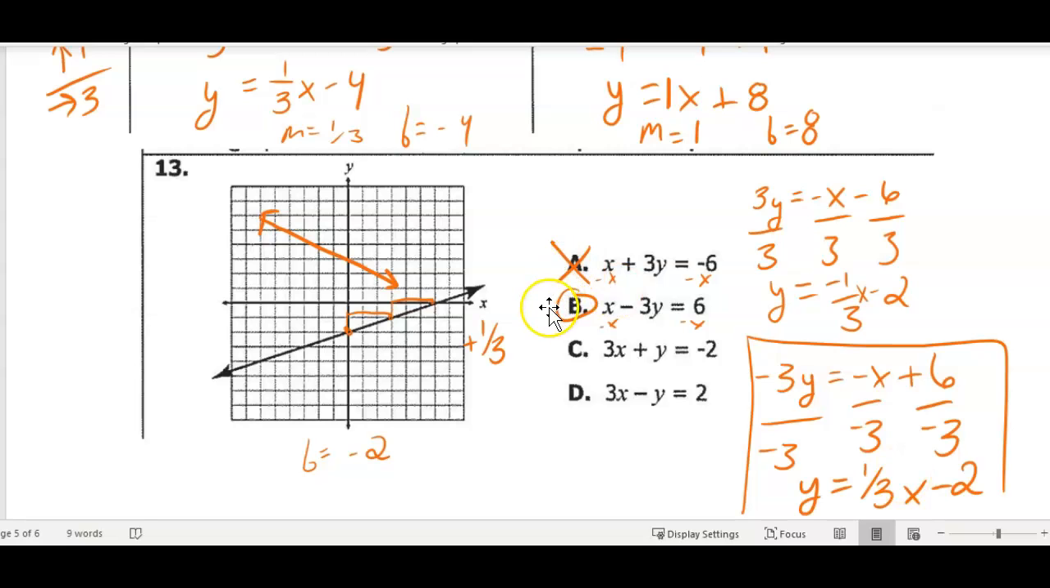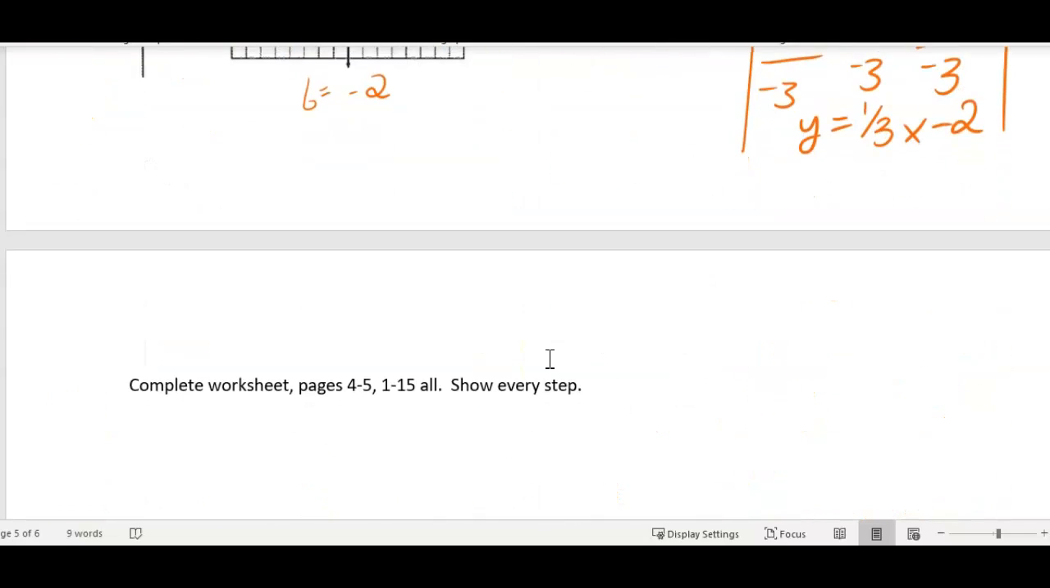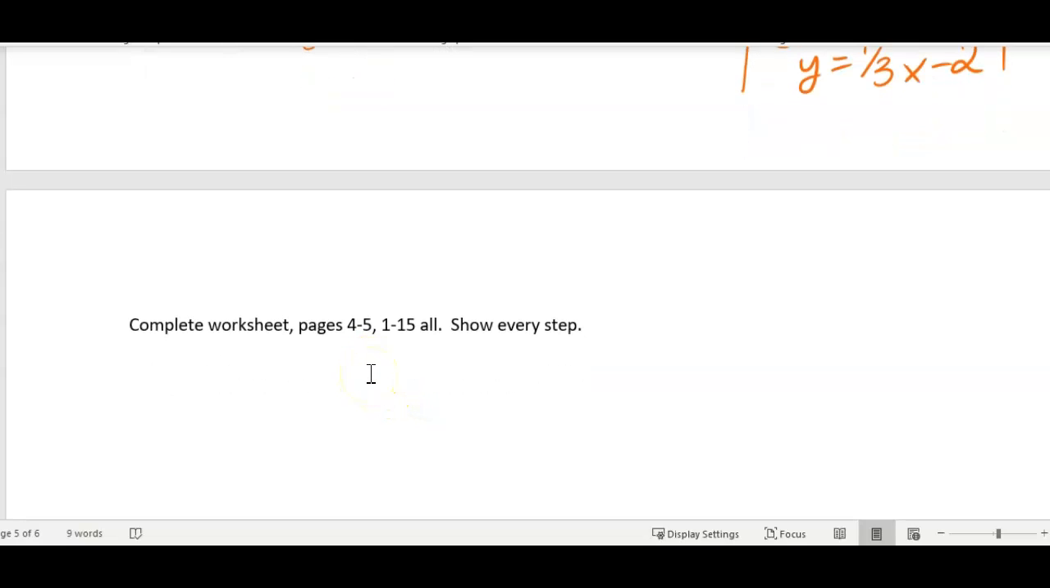Your assignment for the day: I've already done 5 of them, so that leaves you with 10 to do. Complete your worksheet pages 4 to 5, 1 to 15. Show every step, so you're following what I did in the video.